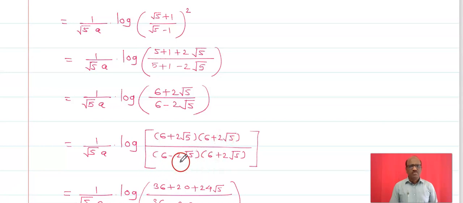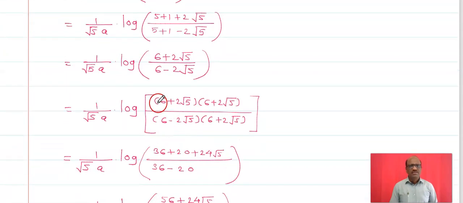That is, we are multiplying the numerator and the denominator by the conjugate of 6 minus 2 root 5, which is 6 plus 2 root 5. And hence you will get (6 plus 2 root 5) whole square. Then what is the bracket square? That is 6 square plus (2 root 5) whole square.